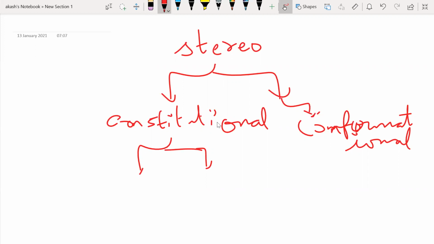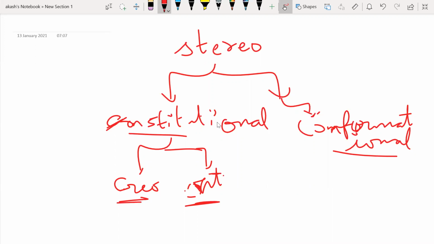So these two are the broader classifications, and under constitutional isomerism I'm going to get geometrical and optical. Geometrical and optical come under constitutional isomerism, and under conformational I'm going to see what is going to come. So this we have completed. Optical isomerism I told you we'll see in 12th class. Geometrical isomerism we have completed. Now what about this?